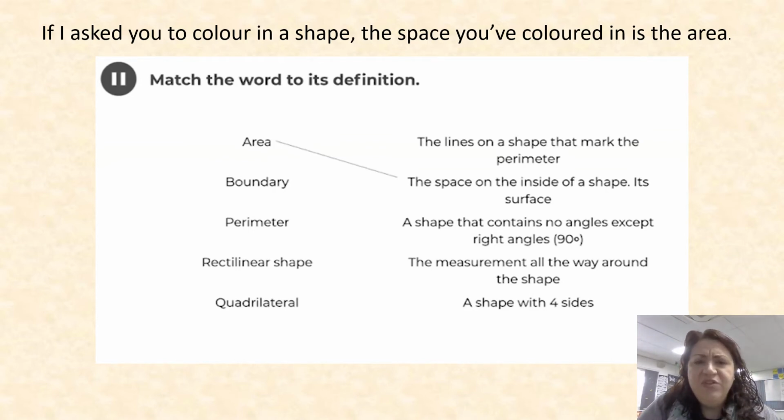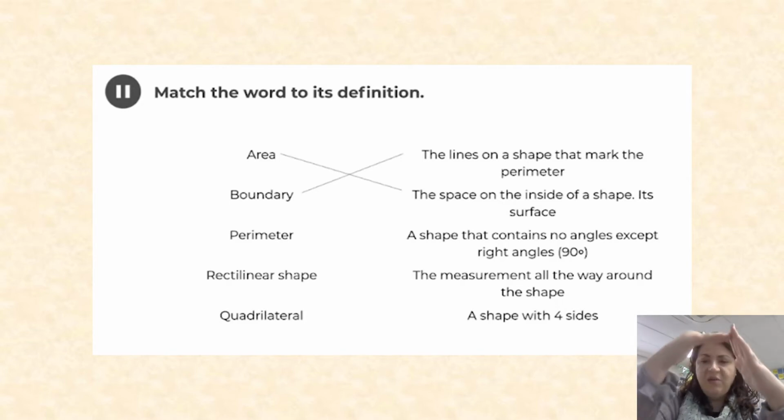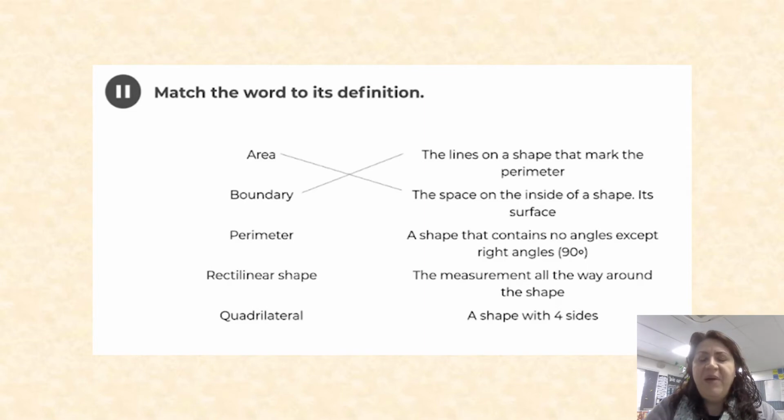Boundary. Now that was a tricky one because it wasn't one we've looked at before. Let's see if you got it. The boundary is the lines on the shape that mark the perimeter. So it's the outside edge, like the boundary of a field, or you could say this is the boundary of my land, my property. So it's the outside edge. It's the farthest point it can go.